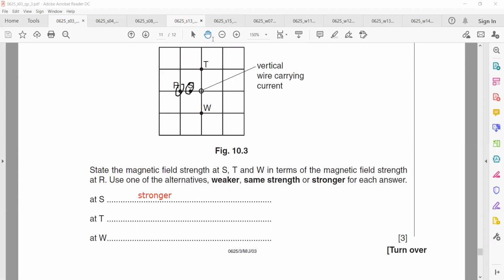Then what about T? Compare R and T with each other. You take the distance from the wire. Both are 1 centimeter away from the wire, so that is why it is the same strength.